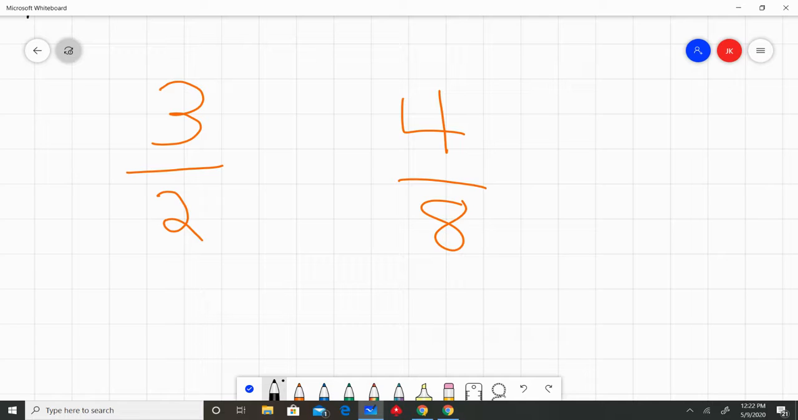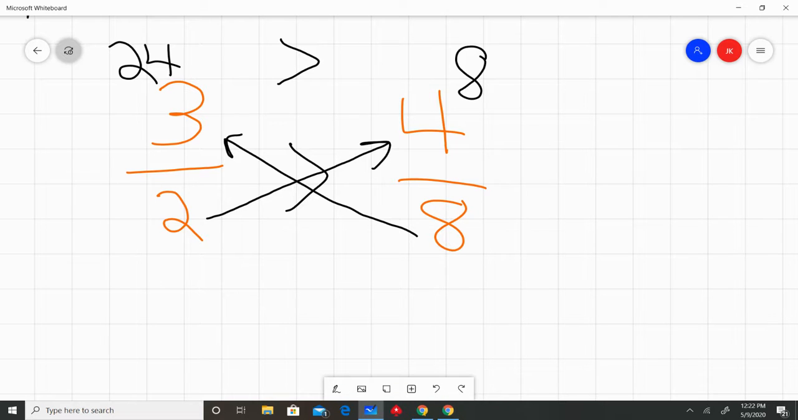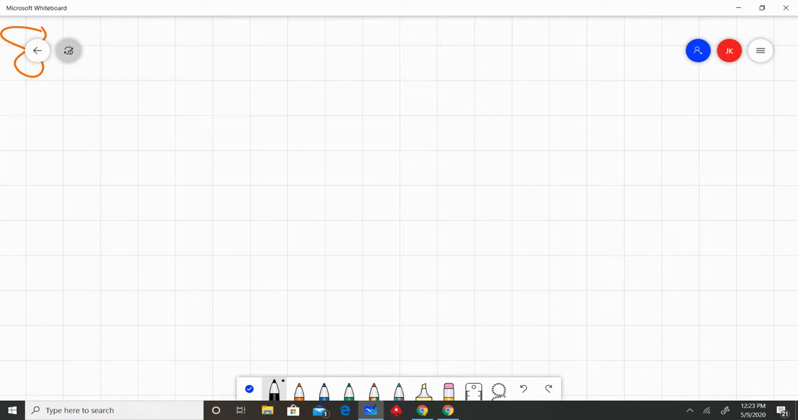Well, let's do our cross multiply and see if that's true. Let's see which one of these is actually greater than the other. So 2 times 4 is going to give me 8. 8 times 3 is going to give me 24. That's a big difference. So from here, we know that 24 is greater than 8, which means 3/2 is greater than 4/8. All right, so I hope this cross multiplying idea is coming across. I'm going to do one more just straight out here just to make sure we have it.